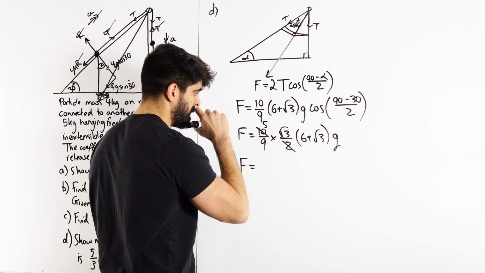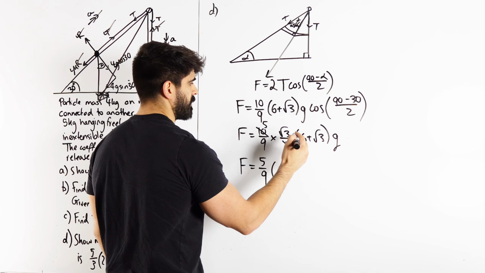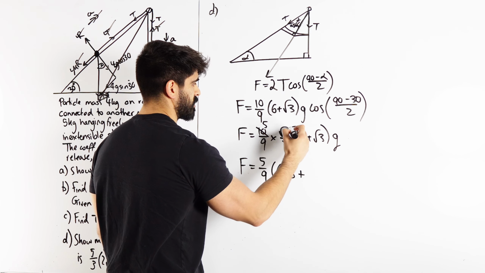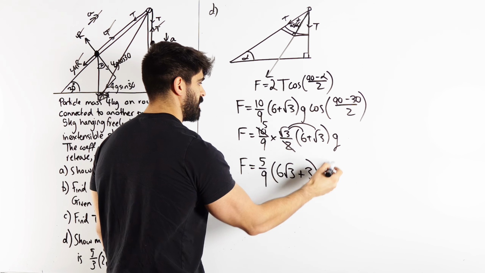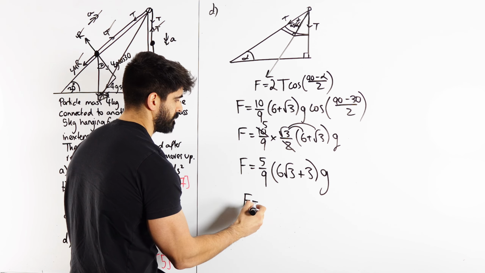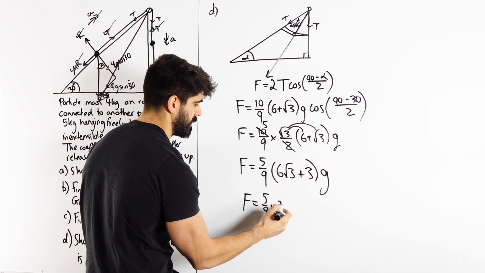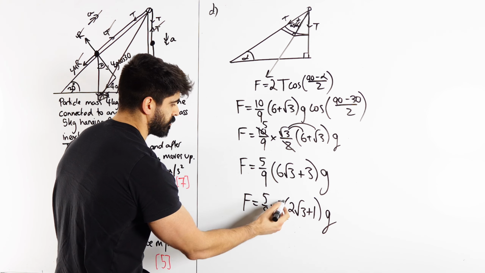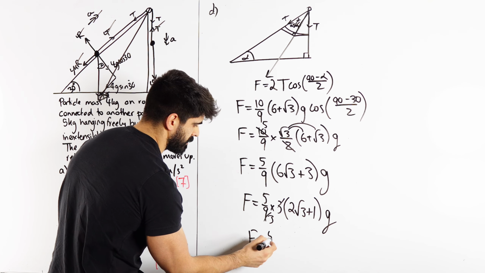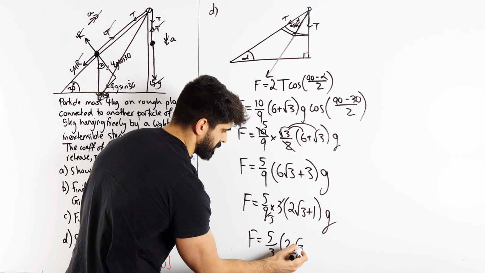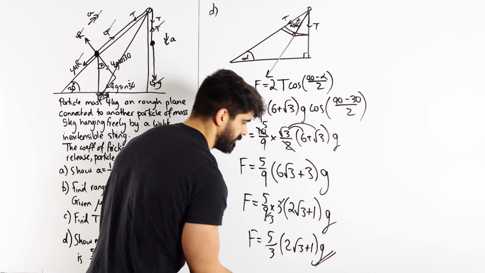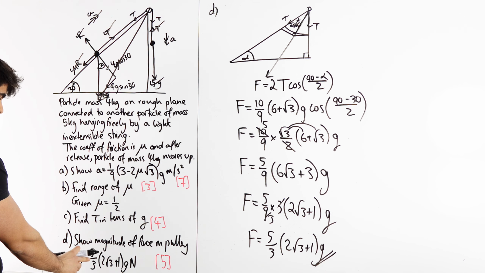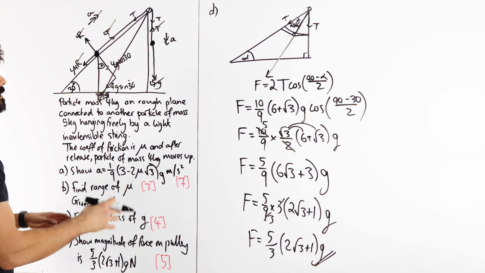So we get 5/9. I think I can see the answer, thank God. Root 3 times 6 is 6 root 3, plus root 3 times root 3 is 3, g. Then factorize out the 3, we get 5/9 times 3, then here we're going to get 2 root 3 plus 1, g. Then the 3 cancels the 9 3 times. And there is our answer. And I'm a very relieved man because this has been, I assume, a long video. But we've learned many things. It looks good to me. So yeah, that is that.